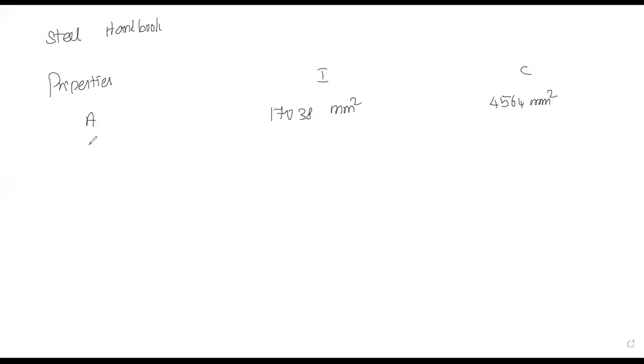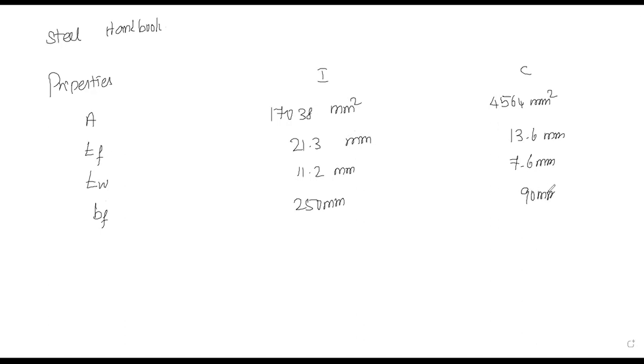Okay, and next thickness of flange, that is 21.3 mm, then 13.6 mm. So another thing, thickness of web, so it is 11.2 mm, and here it is 7.6 mm. Next breadth of flange, it is 250 mm, and here it is 90 mm. Next height, okay, that is 600 mm and 300 mm. Okay, next IZ value, okay, 106,198.5 into 10 to the power 4 mm power 4. Similarly here 6362.6 into 10 to the power 4 mm power 4.